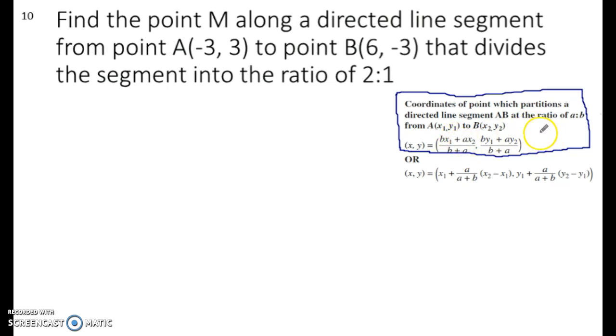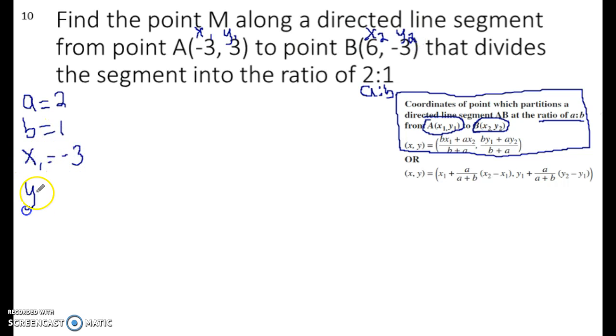The first thing I need to do is label which numbers are which letters. So, for example, it says our ratio is A to B. So I'm going to label my ratio A to B. I'm going to make a little note out here on the side. A is 2, B is 1. Then it says our first point has to be x1, y1. And our second point has to be x2, y2. So again, I'm just going to make myself some notes over here. x1 is -3. y1 is +3. x2 is 6. And y2 is -3.